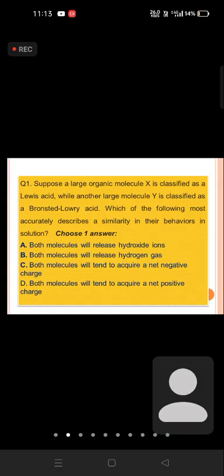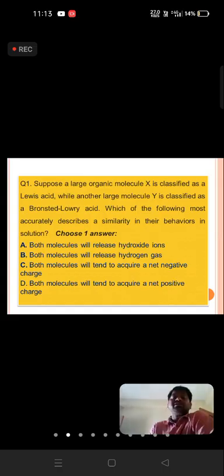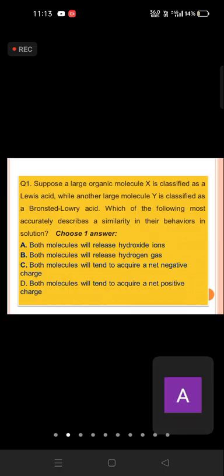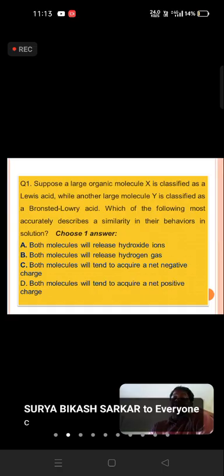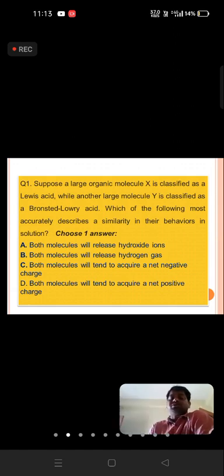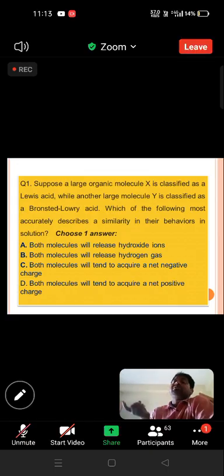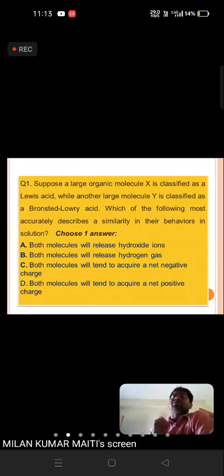D, C. Why C? X is a Lewis acid. C is the correct answer because X is a Lewis acid. That means X receives a lone pair of electrons from the other molecule within an aqueous solution. So it receives one lone pair of electrons. That means X becomes X minus, and Y is a Brønsted-Lowry acid.